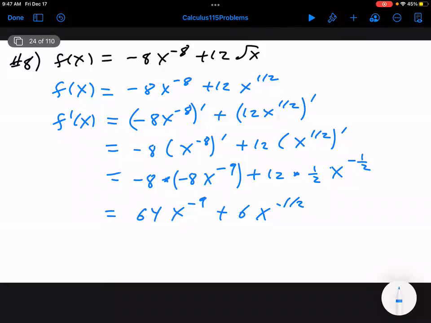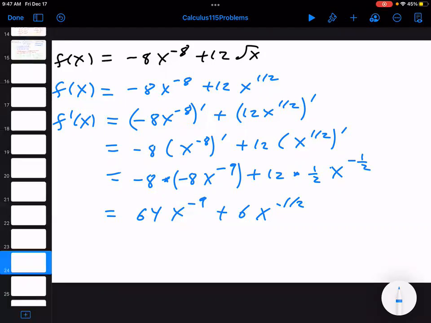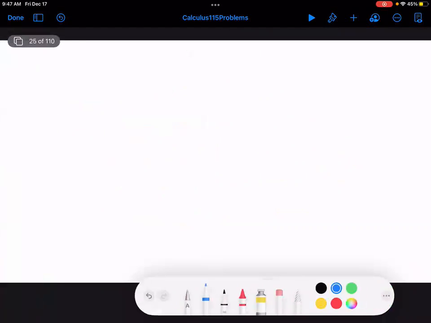So the next one is number 10, which is again a similar problem. It's x to the negative 5 plus 1 over x to the 8. And 1 over x to the 8, you would just write as x to the negative 8 and use a similar rule. For number 11, this is similar to one we just did a little bit earlier.